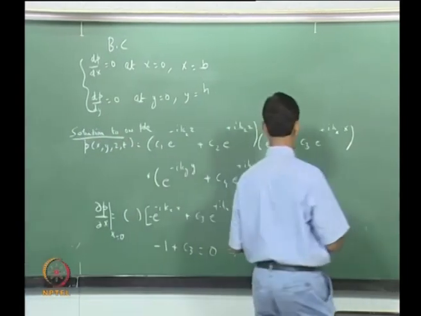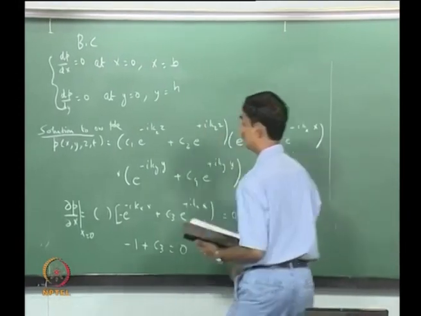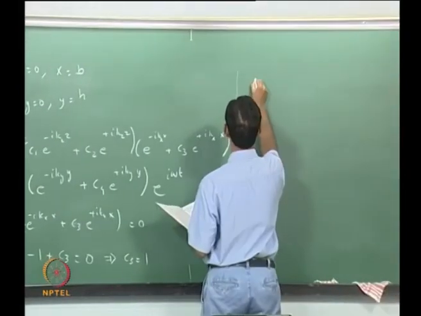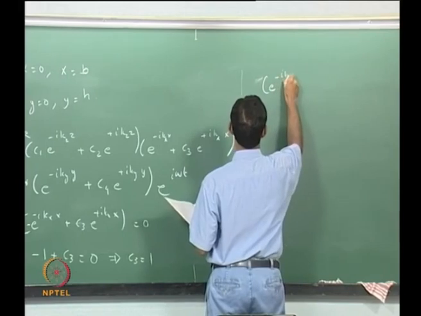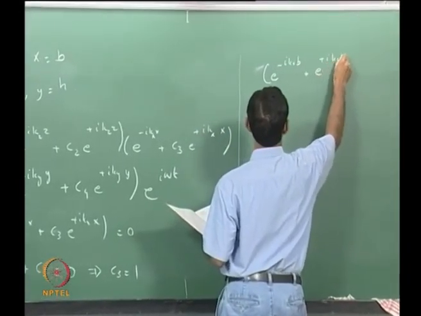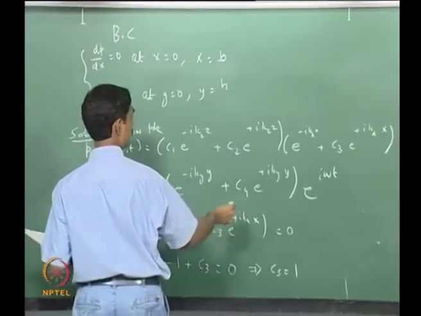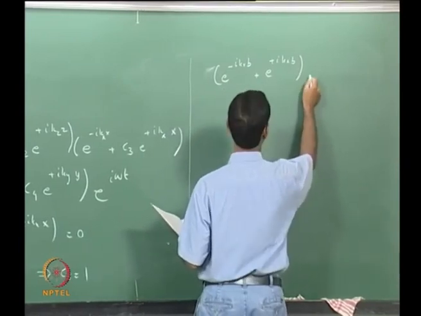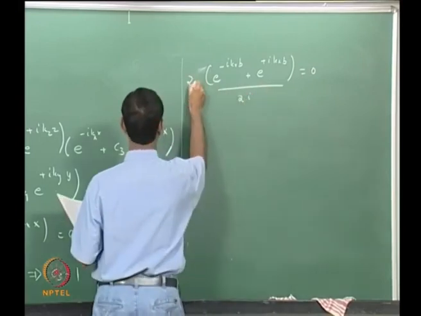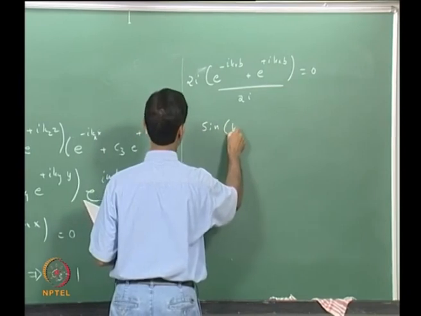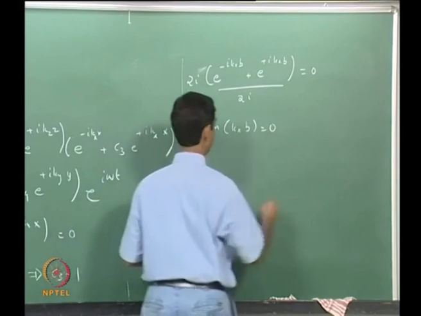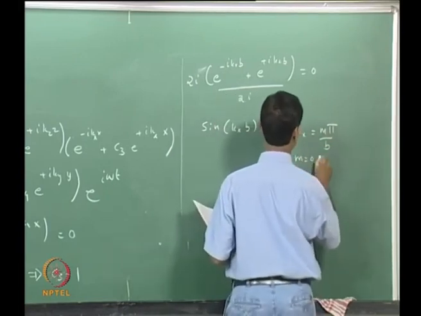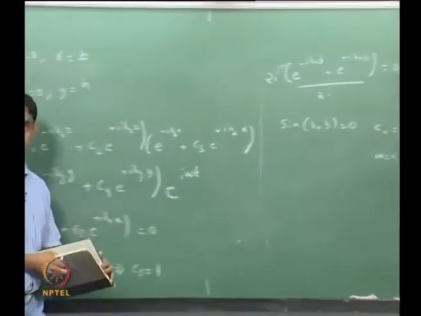So, if I were to evaluate this at x equal to b next, dP by dx is 0 at x equal to b, so I will get e power minus I k x b plus e power plus I k x b, because I have got C3 to be 1, so it is 1 here, 1 here. So, this should be equal to 0. I will divide and multiply by 2i, and so I will get sin k x b equal to 0. So, this should give k x equal to m pi over b, where m is 0, 1, 2, 3. So, this should be fairly peaceful.